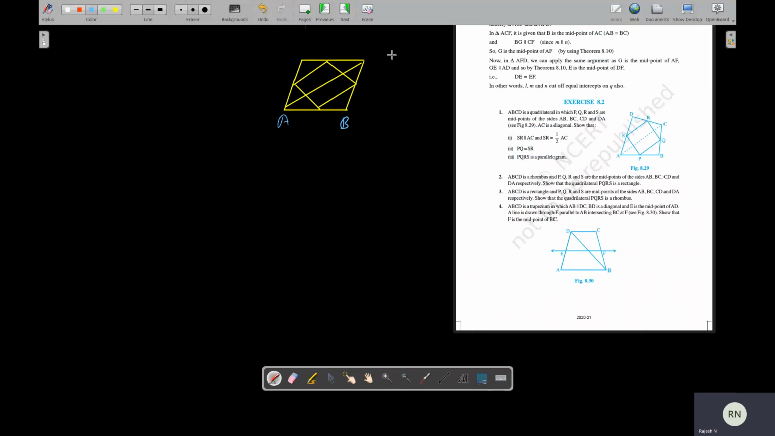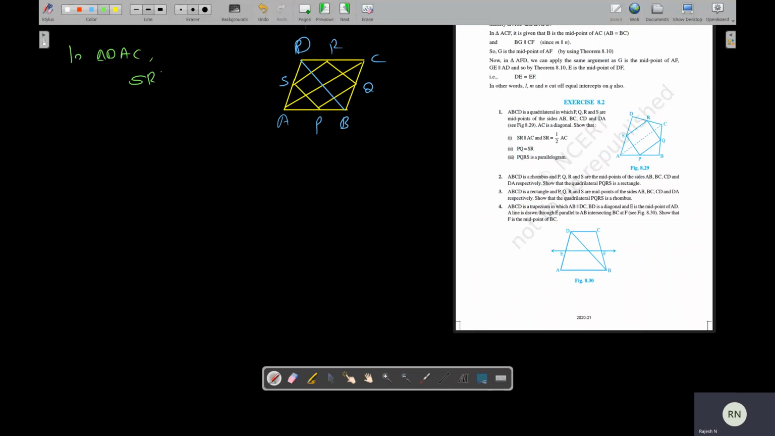ABCD is a rhombus. PQRS are the midpoints of sides AB, BC, CD, DA. So that quadrilateral PQRS is a rectangle. So you see in triangle DAC, what you can say? S is the midpoint of DA, R is the midpoint of DC.